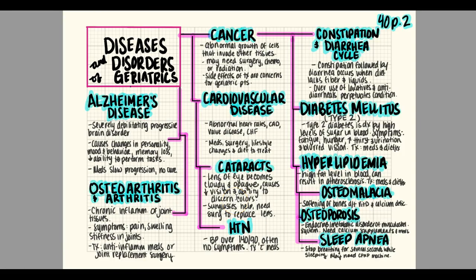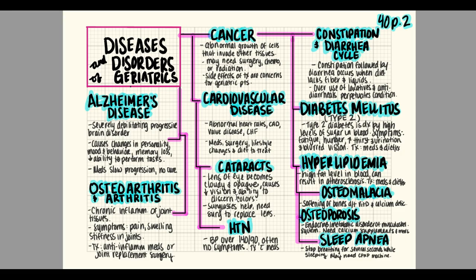For page 2, diseases and disorders of geriatrics, we have Alzheimer's disease, which is a severely debilitating progressive brain disorder. It causes changes in personality, mood, and behavior, causes memory loss, and a decreased ability to perform tasks. There is no cure for Alzheimer's, but the patient can take medications to slow the progression. So unfortunately, Alzheimer's is progressive.